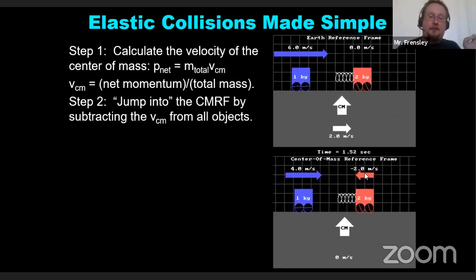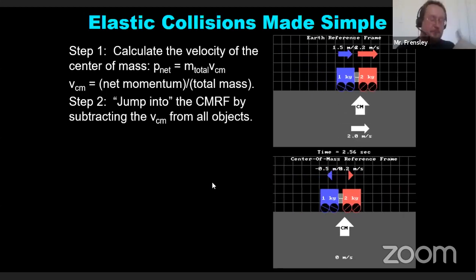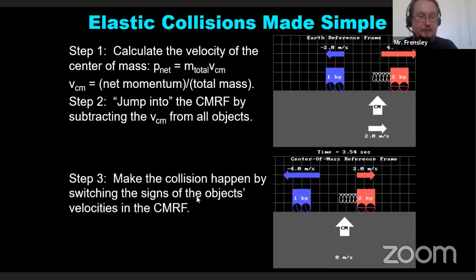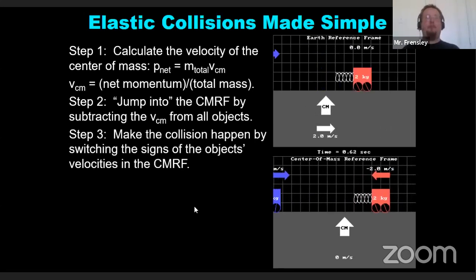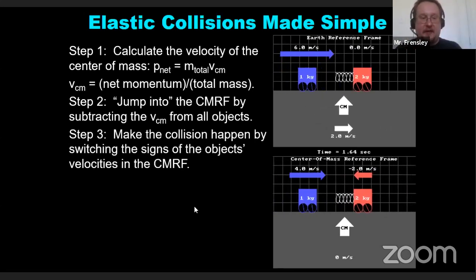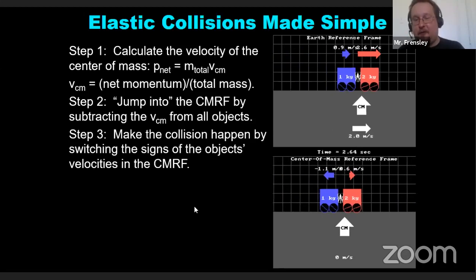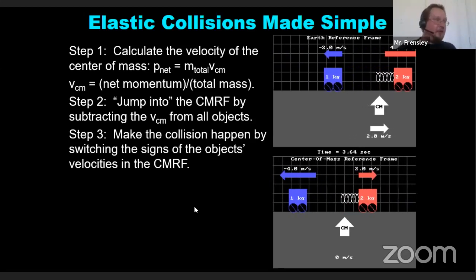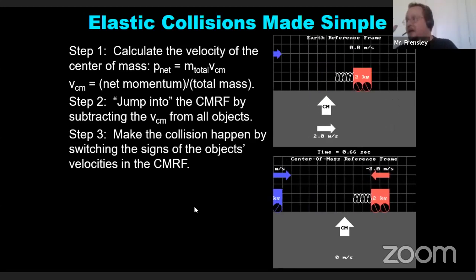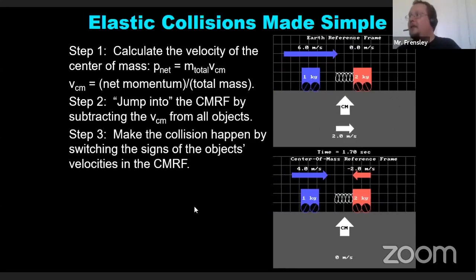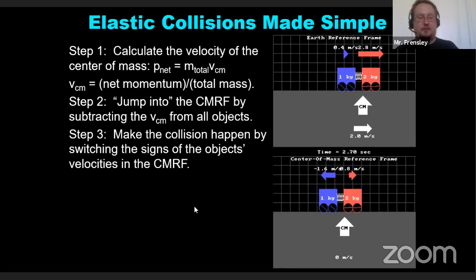In the center mass reference frame, -2 meters per second. We subtract 2, the center mass velocity, from 0. Then we apply the collision. How do we do that? We just switch the signs on the velocities in the center mass reference frame. So in the center mass reference frame, blue goes right 4 meters per second, now left 4 meters per second. In the center mass reference frame, red goes left 2 meters per second, now right 2 meters per second.